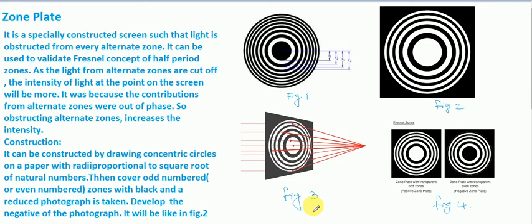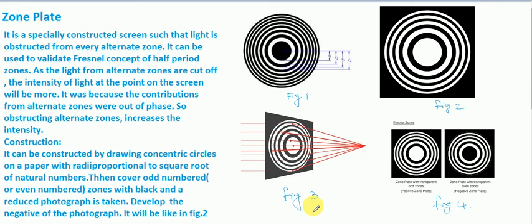Students, zone plate is a device used for verifying the concept given by Fresnel, that is the concept of half period zones. In the previous video module we learned about Fresnel's half period zones and the resultant intensity of light at a point on the screen. So in order to verify such a concept, a zone plate is developed.